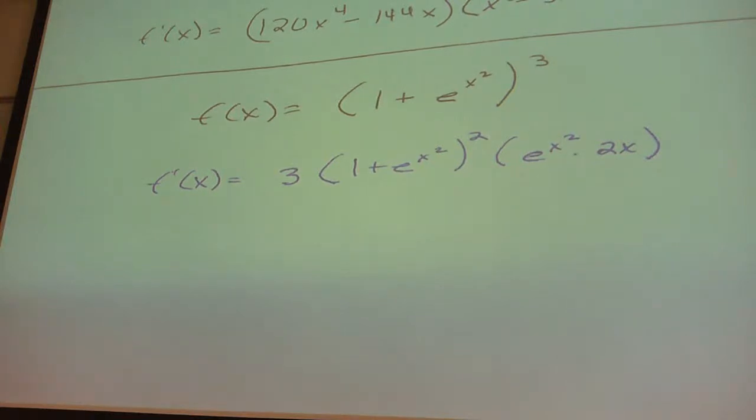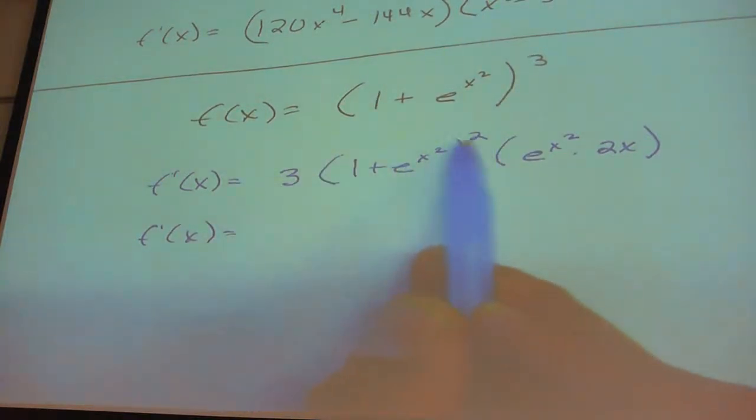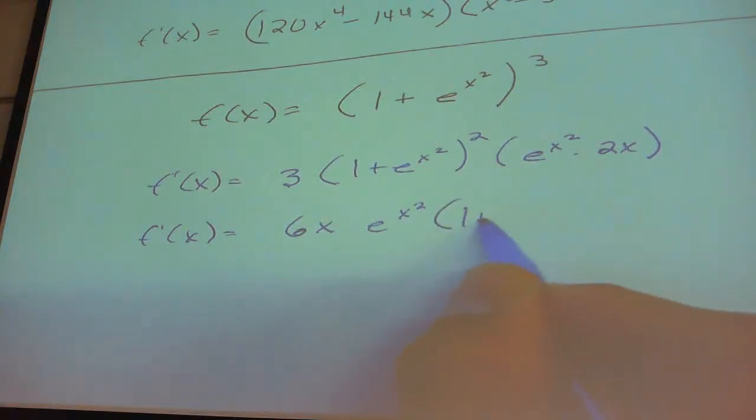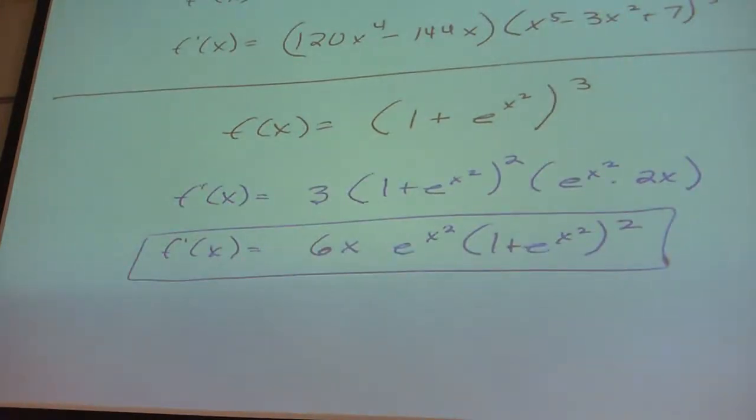Now, can we clean it up a little bit? What can we do to clean it up? What would I end up with? I can't distribute the 3 to the 1 and the x squared because of the x squared. But can I do 3 times 2x? 6x e to the x squared, 1 plus e to the x squared would be the final answer. Okay, and that ends chain rule.